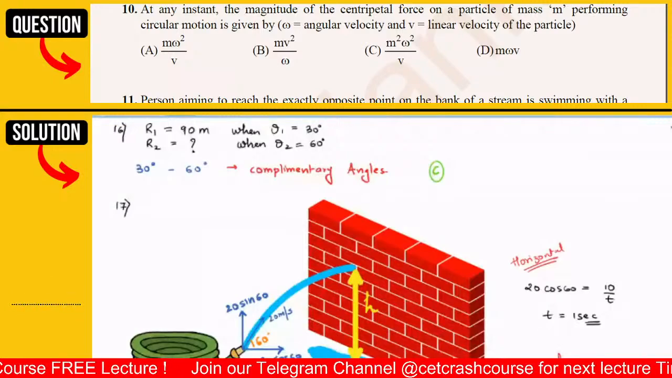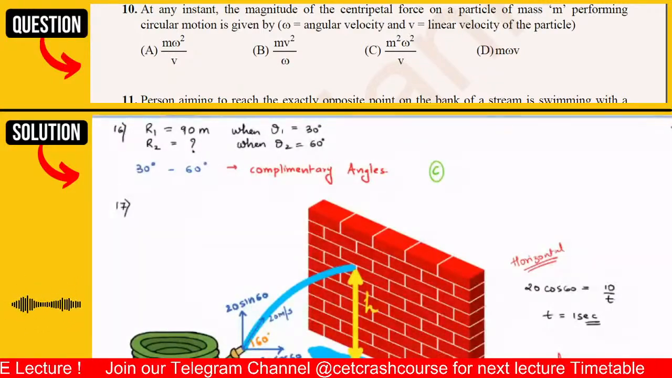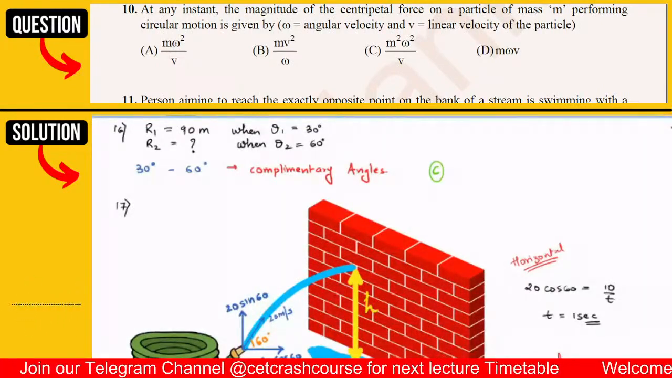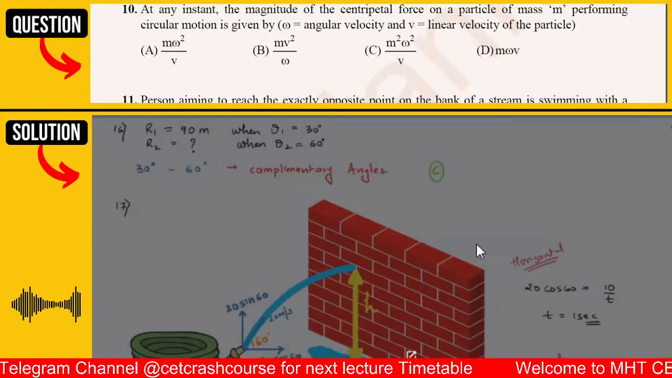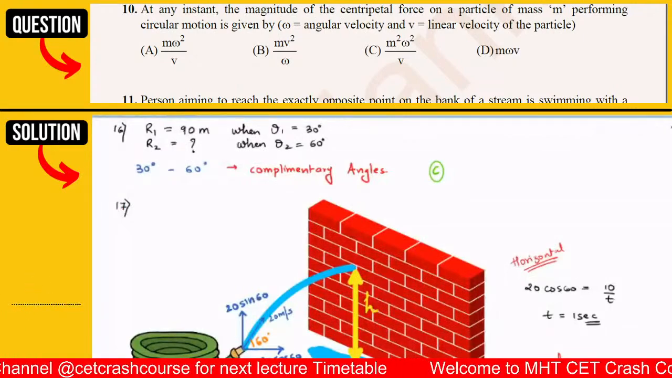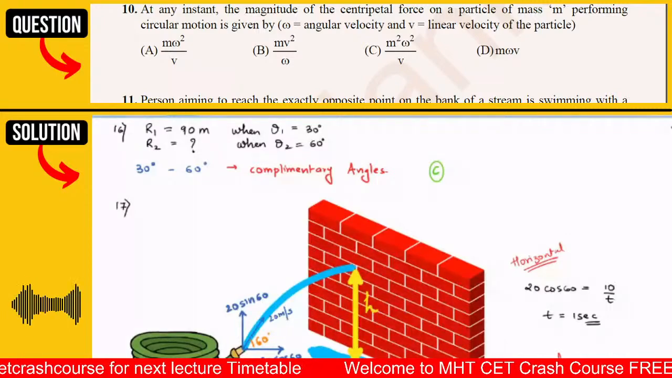A ball is thrown at an angle of 30 degrees to the horizontal. It falls on the ground at a distance of 90 meters. If the ball is thrown with the same initial velocity at an angle of 60 degrees, it will fall on the ground at a distance of.